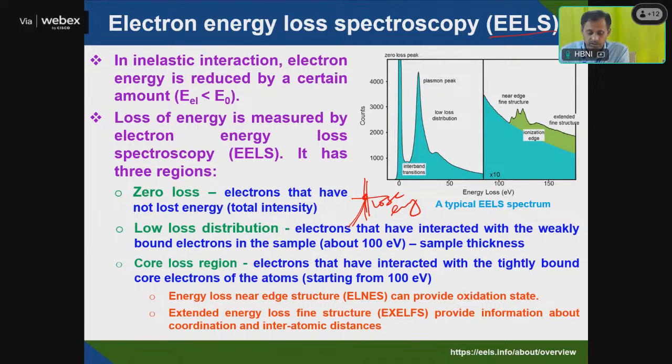Once the energy is lost, there is the zero loss, where no energy loss takes place. Then there is the low energy loss, and there's the core loss, the high energy loss, starting at much higher than 100 eV. Based on that, you get an absorption peak. You will get some near-edge absorption peak from that. Electron energy loss spectroscopy has two parts.